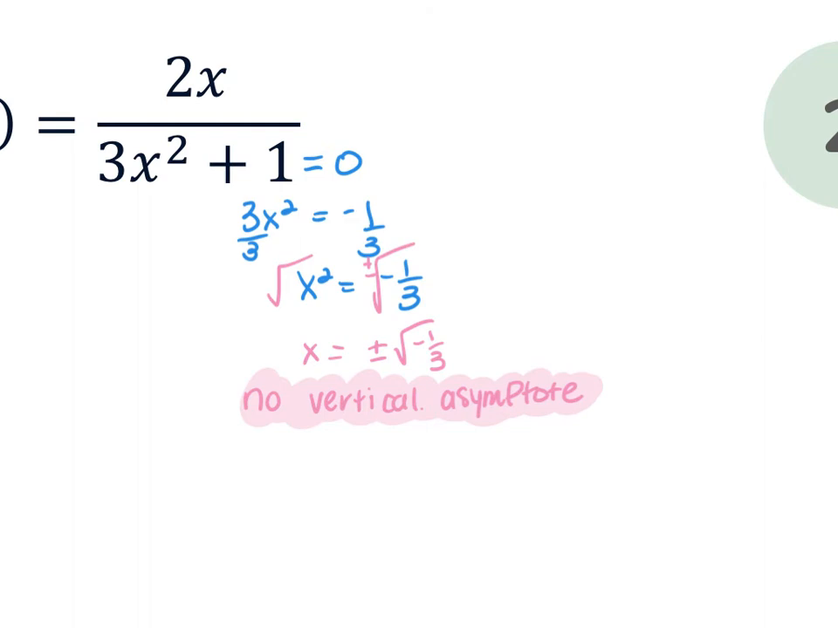All right, how about horizontal asymptotes? What's the highest exponent in the top? 1. Highest exponent in the bottom? 2. What's the relationship there? N is less than m, which means? Good.